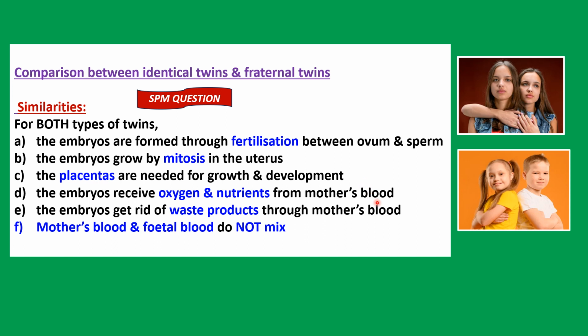So you form the embryos, and then these embryos will grow, okay, through mitosis. Placentas are needed for growth and development. The embryos receive oxygen and nutrients from the mother's blood through the placenta, and they get rid of the waste products through the mother's blood at the placenta too. Okay, and then the mother's blood and fetal blood do not mix. Okay, so these are all the similarities.